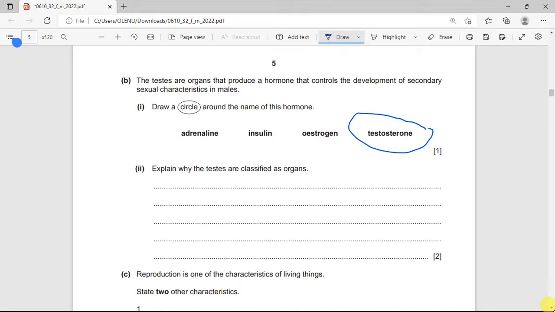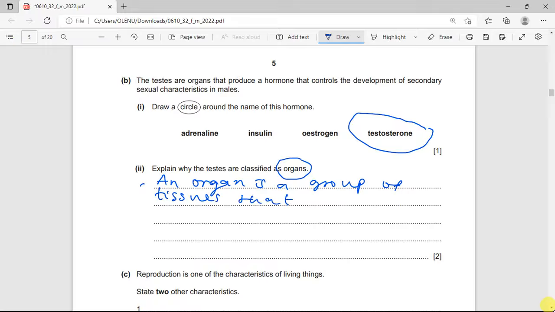Now explain why the testis is classified as an organ. What they're asking you here is basically to define an organ, and you get that mark. So an organ is a group of tissues that carry out a specific function.